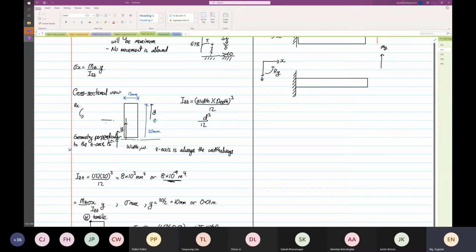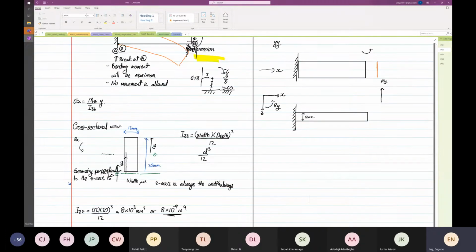Because now this is your 12 millimeters. When we drew the other way, I'm so not liking Microsoft now. Sometimes it's the user, okay? It's not Microsoft.